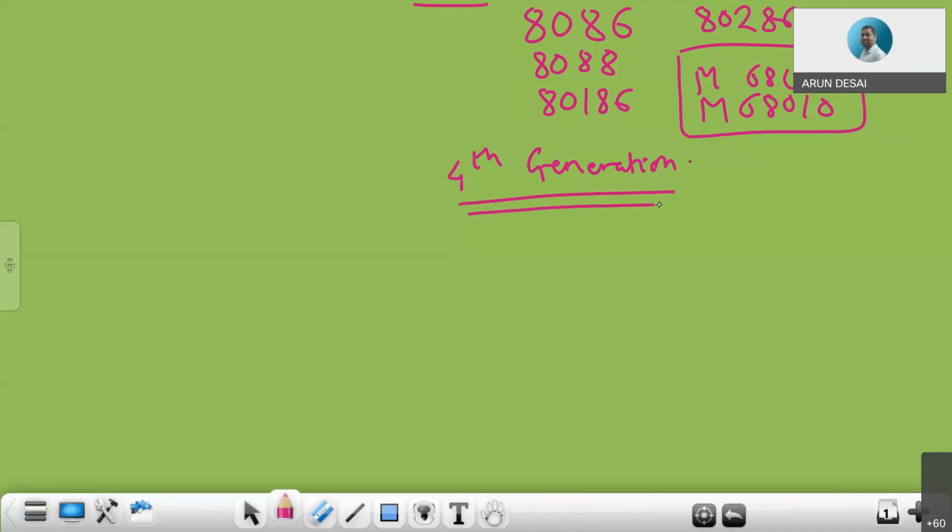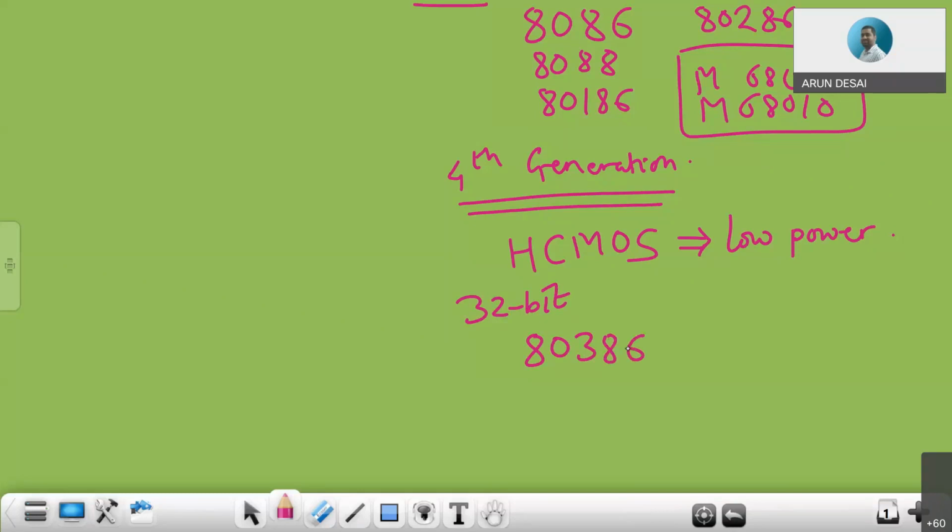In fourth generation, they came up with HCMOS technology, which basically highlights low power consumption, right? In fourth generation, they have come up with low power consumption versions, and with 32-bit processors. What all processors are present over there? 80386 processor, 80486 processor, those are all by Intel.